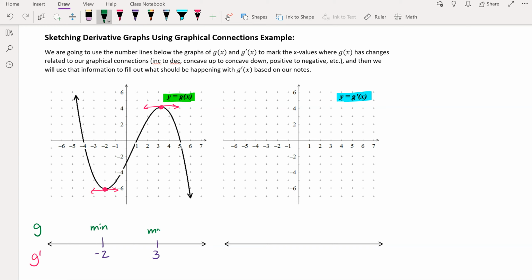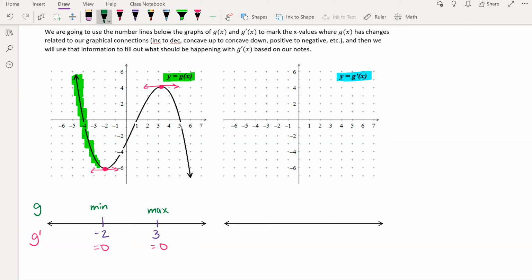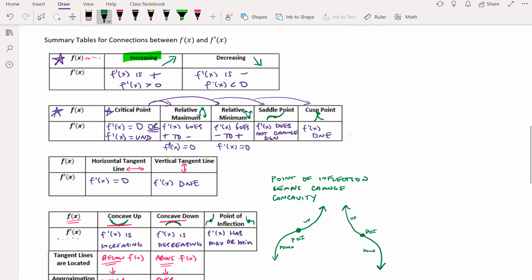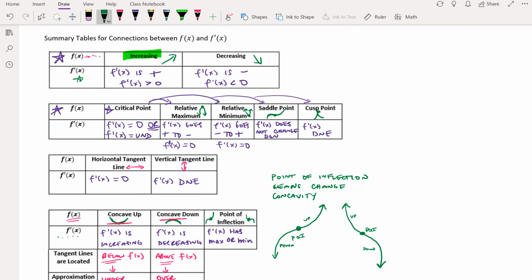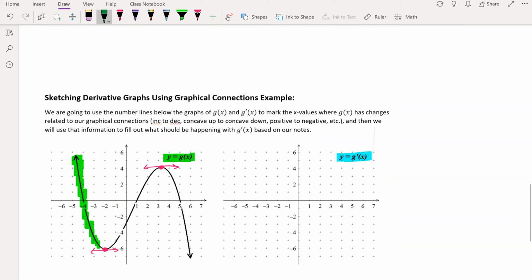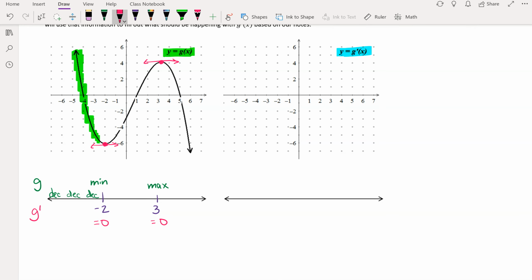Where the original graph is increasing or decreasing. So let's mark that. Our original graph is decreasing from here all the way to this minimum. So we'll write the original graph is decreasing all the way from here to here. And what does that mean? If we go to our graphical connections, what does that mean about the derivative graph? That means that the derivative graph is positive. So let's go ahead and note that.